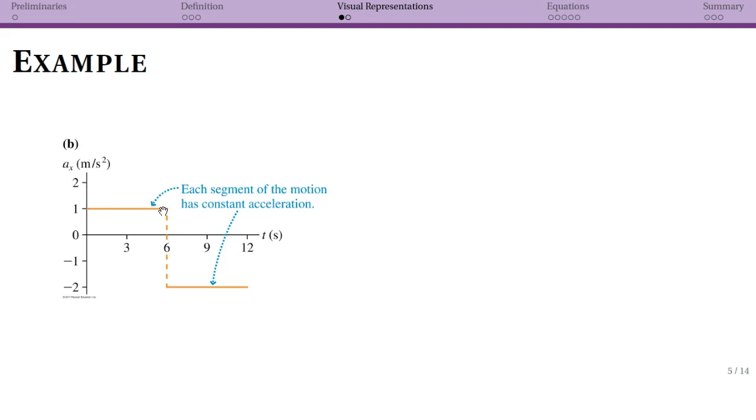Initially, for the first 6 seconds, we have a positive 1 meter per second squared acceleration. Now, our object after that point suddenly has an acceleration of negative 2 meters per second squared. So again, keep track of your signs, as that's going to represent, in this case, since this is x, acceleration to the left versus acceleration to the right. Note that I am not saying speeding up or slowing down, as we actually need information on which direction our velocity is to know that.